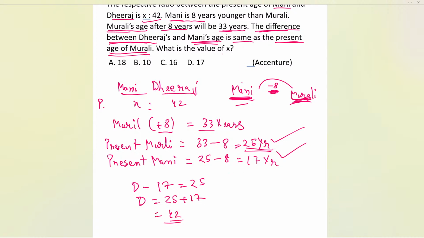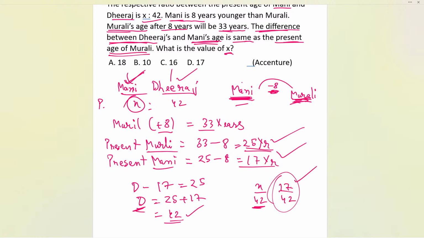What do we need? We need the value of X, that is, Money upon Dheeraj. X upon 42, Dheeraj's age we have already got as 42. That is correct. Money's age is 17. So can I write 17 upon 42? Yes, for sure. So 17 is the correct representation, and that is the final answer. 17 is option D.